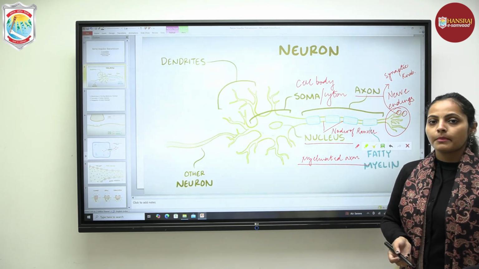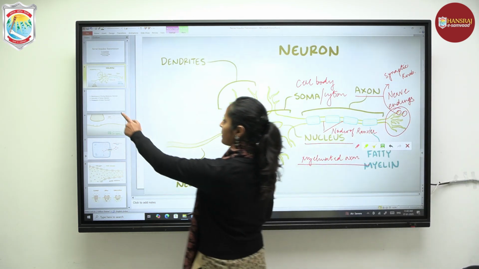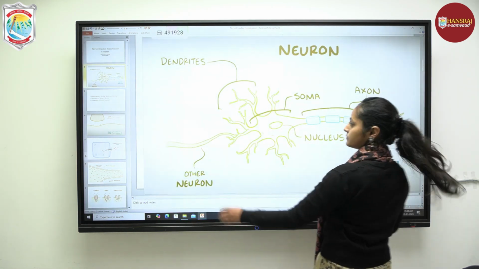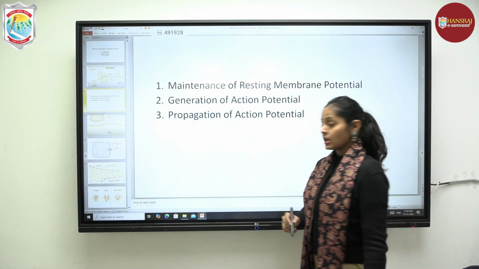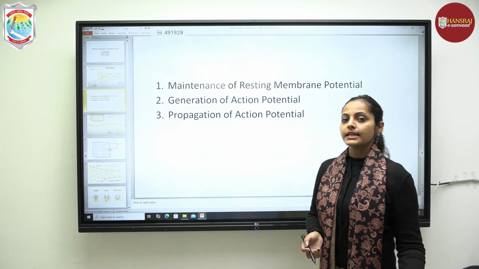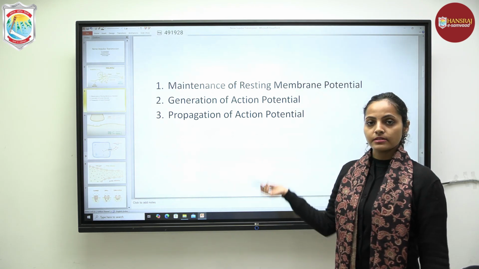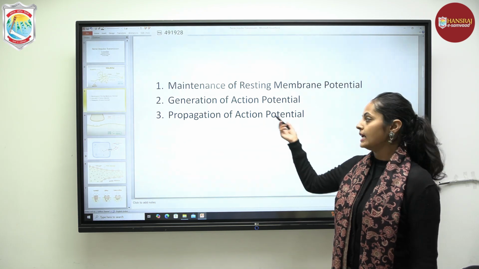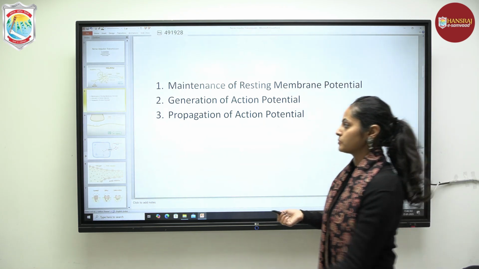Now we are going to talk about how the nerve impulse propagates. So the nerve impulse propagates in 3 steps. First is the maintenance of resting membrane potential. Second is generation of action potential. And third is propagation of action potential.